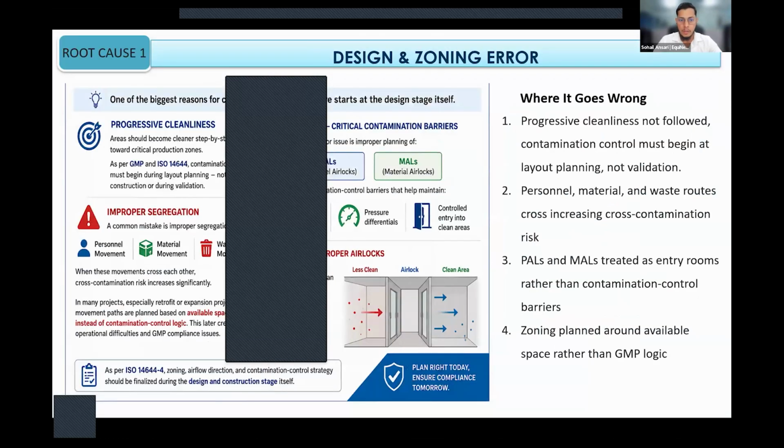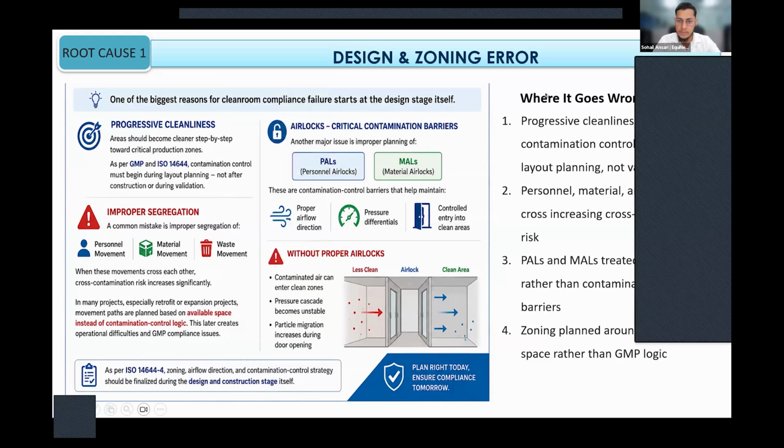There are three root causes why cleanrooms fail in every cleanroom infrastructure. Root cause number one is design and zoning error. One of the biggest reasons for cleanroom compliance failure starts at the design stage itself. Areas should become cleaner step by step towards critical production zones. As per GMP and ISO 14644, contamination control must begin at layout planning, not after construction or during validation.